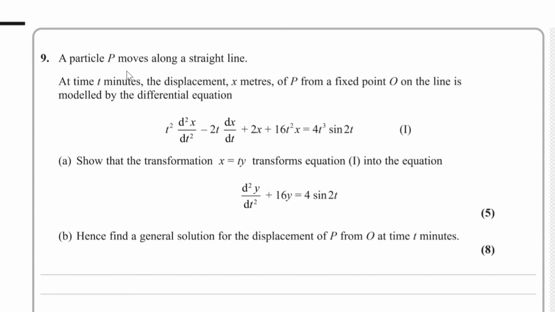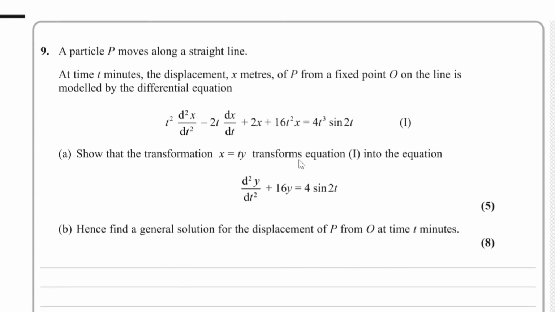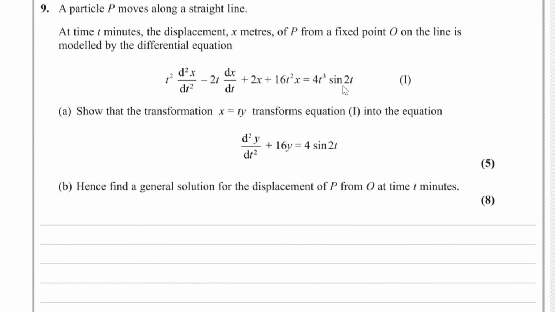Question number 9. A particle P moves along a straight line at time t minutes. The displacement x meters of P from a fixed point O on the line is modelled by the differential equation t squared multiplied by d squared x over dt squared minus 2t times dx over dt plus 2x plus 16t squared x equals 4t cubed sine 2t. And we have to show that the transformation x equals ty transforms this equation to the differential equation d squared y over dt squared plus 16y equals 4 sine 2t.